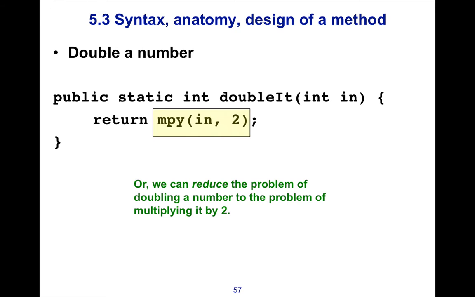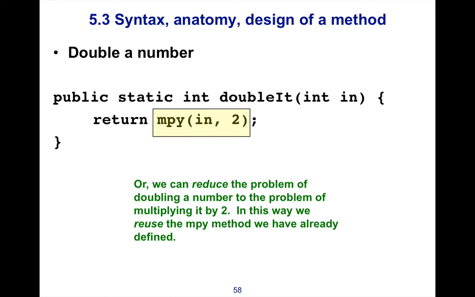So if we don't know how to double a number, but we know how to multiply a number by 2, instead of multiplying the number by 2 directly, we can call MPY, the method we just implemented, and pass it in, and then the number 2, and it should do the job for us of doubling the number.